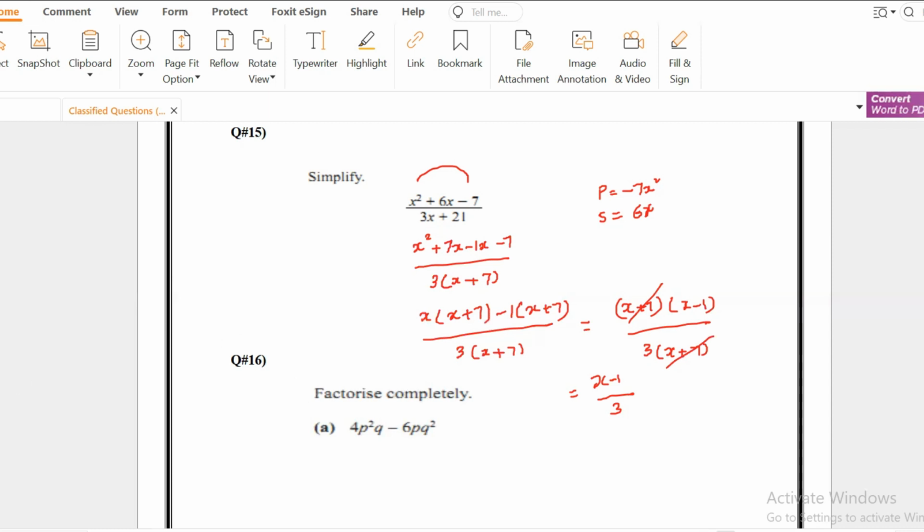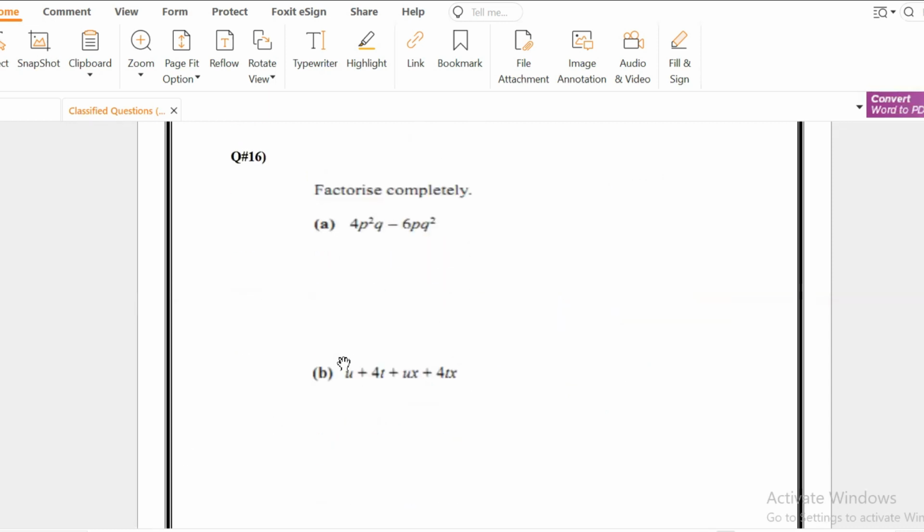Moving on next, question number 16. In 16, factorize completely. So we will see in both terms we have number as well as letter common. So we normally take the highest common factor. Among 4 and 6, the highest common factor is 2. So you can write 2p squared, meaning p multiply p q, and 6 we can say 2 multiply 3pq comes 2 times.